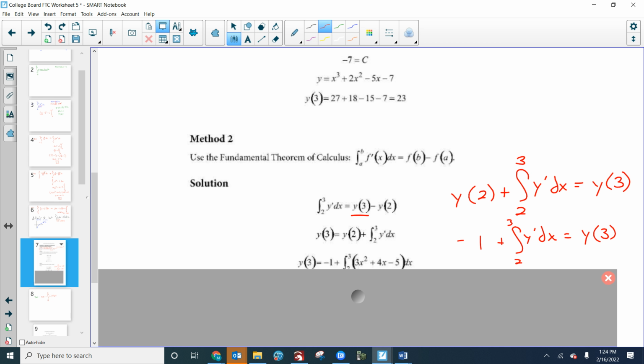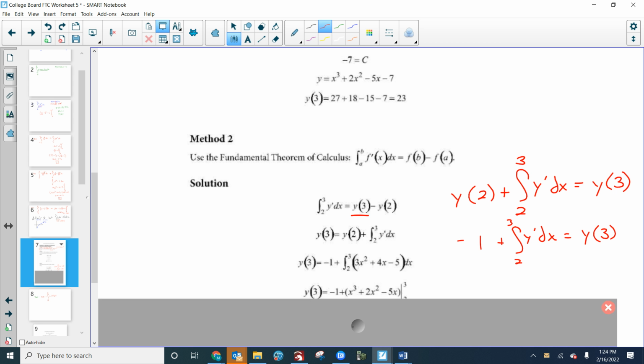But what do I have to add on to that? How many I started with. Ready? Negative 1. Isn't that what I started with at 2? And then from 2 to 3, I add on or take away a certain amount? Doesn't that tell me where I end up at 3? Do you get it? Be honest.